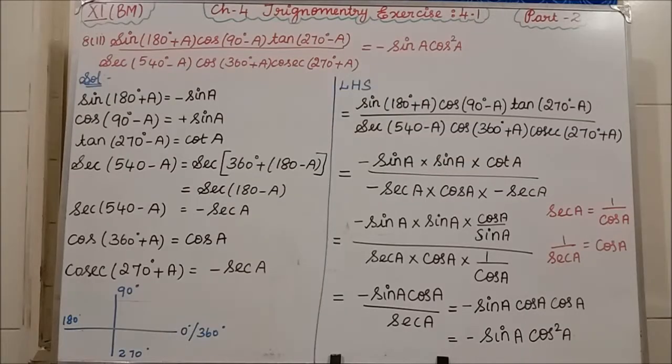Friends, next, in the 8th question, second subdivision we are going to see. See, sin(180 degrees plus A) cos(90 degrees minus A) tan(270 degrees minus A) divided by secant(540 degrees minus A) cos(360 degrees plus A) cosecant(270 degrees plus A) is equal to minus sin A into cos square A. In the 8th subdivision also we have to prove that, which means LHS equal to RHS we have to show.